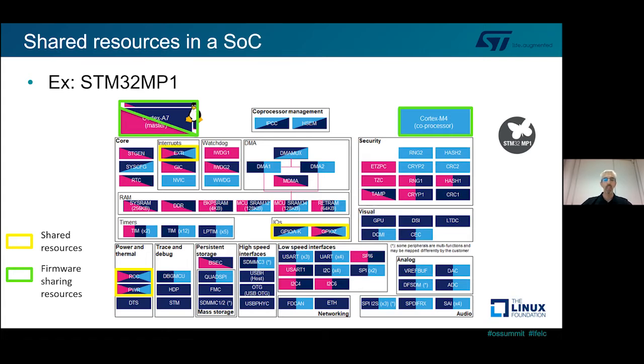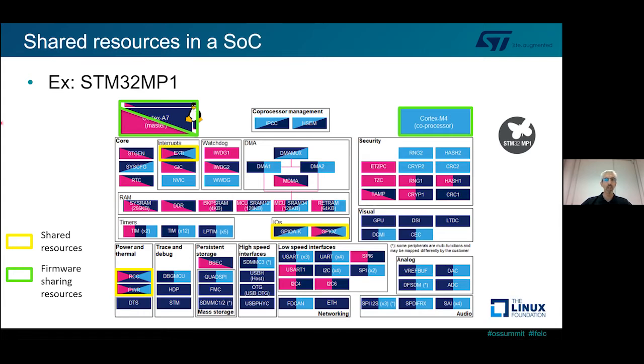So now the focus is on the different parts and blocks that may be shared between the different firmwares, such as the EXTI, which is the external interrupt, and the GPIOs. We will also be very interested in the RCC, which is the reset and clock control block, and the power block, which is here. And if you look, all these resources may be shared at the same time between the different firmwares.